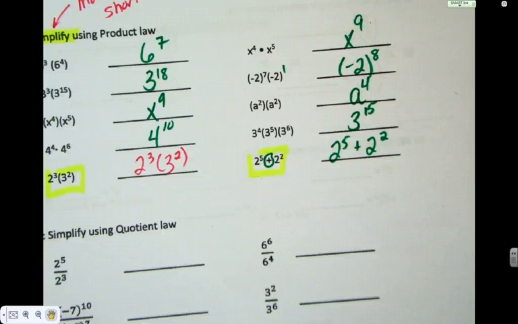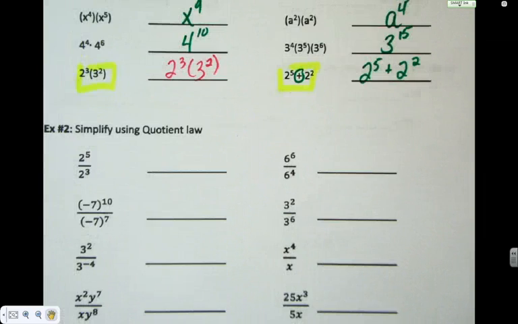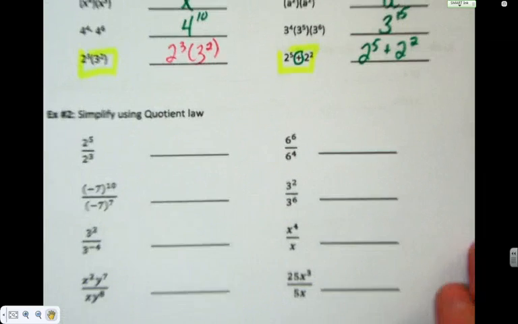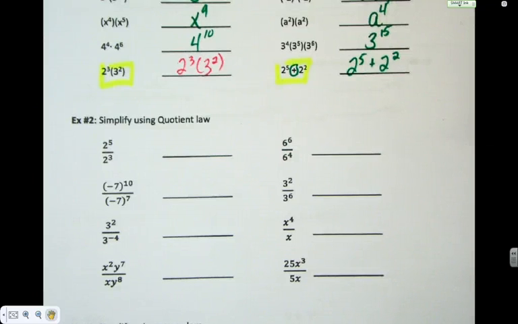Show me your thumb on product law. Getting it, kind of getting it, not getting it. Put it up high. I can't see when it's way in front of you. Awesome. Quotient law, and then we'll give you some time to practice. We're not going to do all 5 because then your head will be too full.